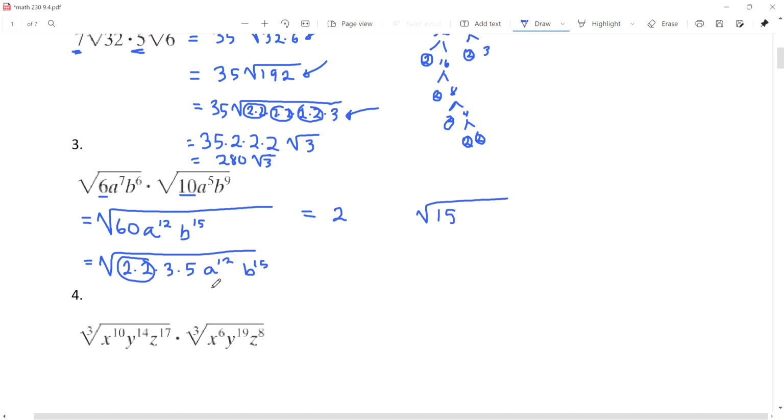And for the a to the 12th, we're going to divide the 12 by 2. And that gives us 6 with a remainder of 0. That means we have an a to the 6th on the outside with no a's on the inside. We'll take the 15 and divide that by 2. We get 7, remainder 1. So that means we have a b to the 7th on the outside and a b to the 1st on the inside. So that's our answer. 2a to the 6th, b to the 7th, times the square root of 15b.